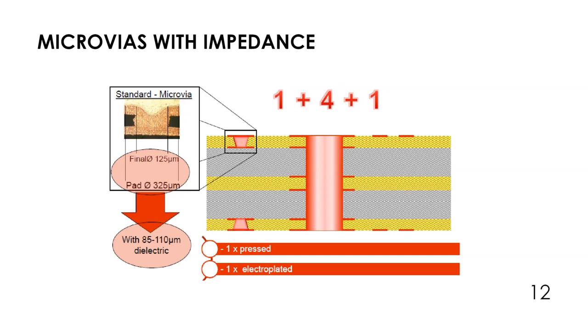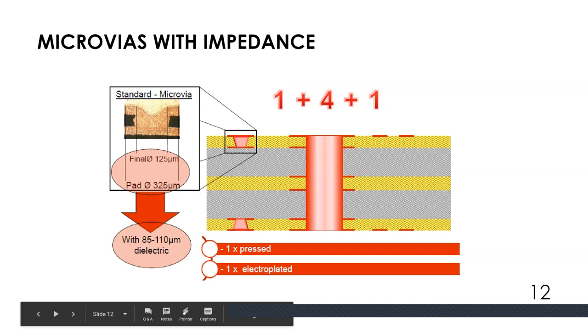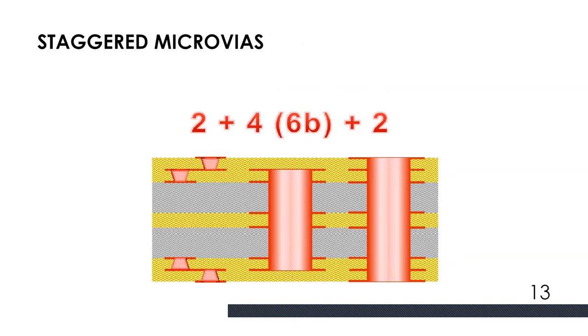So this aspect ratio is going up to what? Around 0.8. This aspect ratio is around 0.8. So this is a single lamination and electroplated. This is a staggered microvia structure, 2 plus 4 plus 6B plus 2.